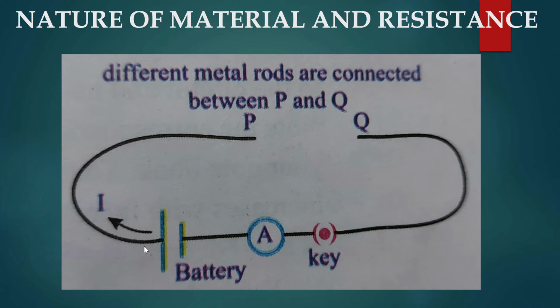Potential difference is the same. But when we are changing the metallic rods, that is, using either copper or aluminium or iron and then checking the reading, we see that there is a difference in the readings in the ammeters. So with this we come to the conclusion that the resistance also depends on the nature of the material.